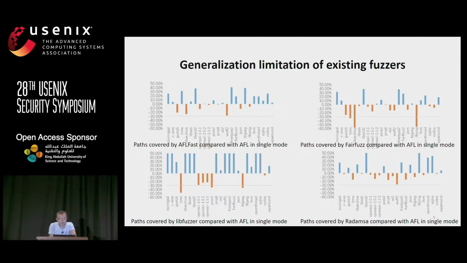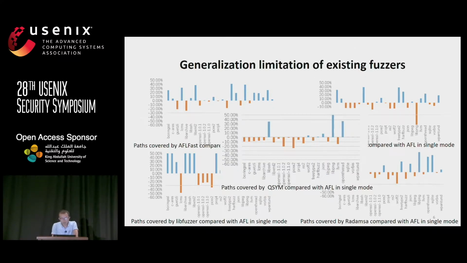Here are the results. From the picture, we can see that the performance of these fuzzers is challenged by the diversity of real applications. In almost half of the applications, the traditional AFL is the best. These problems also exist in the hybrid fuzzer QSYM, not only in the generation and mutation-based fuzzers.